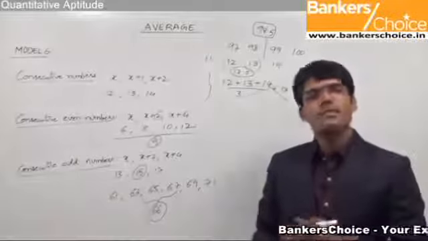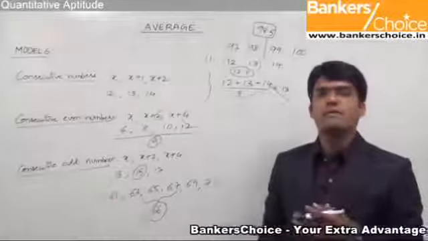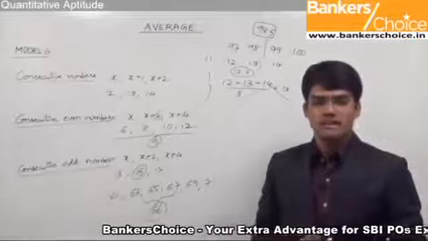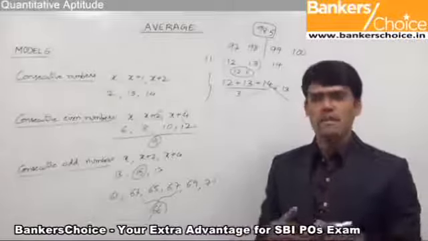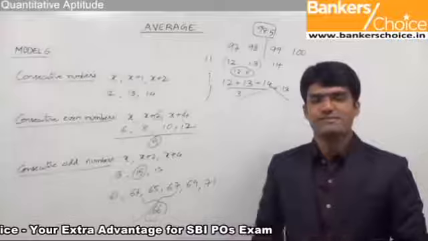So the point here is, for any type of consecutive numbers, average will always be the middle number. And if there is no one middle number, we should take the average of 2 middle numbers.